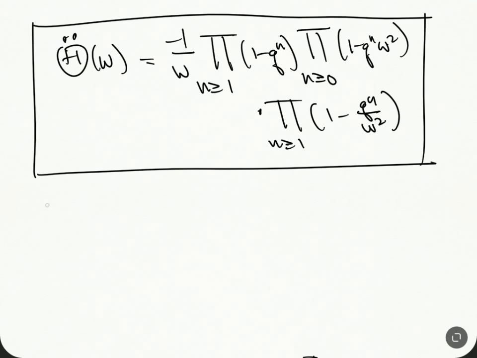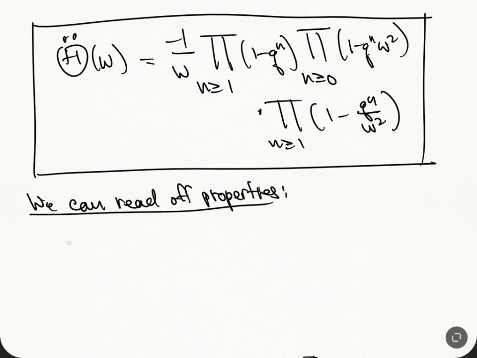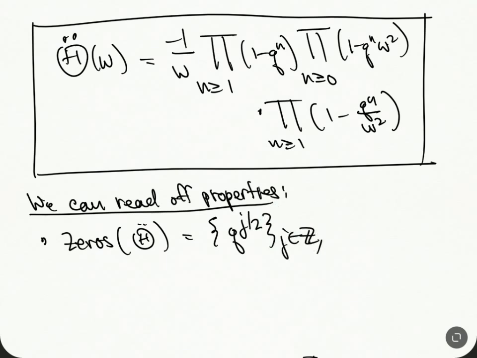So this shows a couple of things. We can read off properties easily from this. The zeros of this are exactly the set of q to the j over 2, where j is an integer. These all occur with multiplicity 1. That's easy to see.